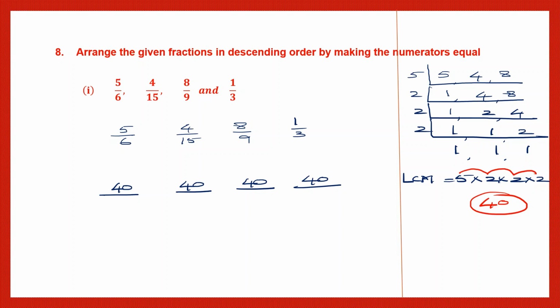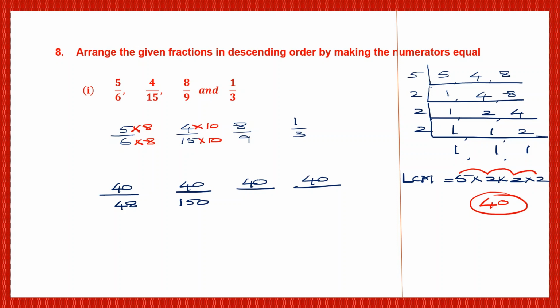Now let's look at the first numerator 5. 5 into what is 40? 5 8s are 40. So multiply 6 also by 8. 6 8s are 48. Now go to the second one. 4 into what is 40? 4 into 10. So multiply 15 also by 10. So 15 into 10 is 150.